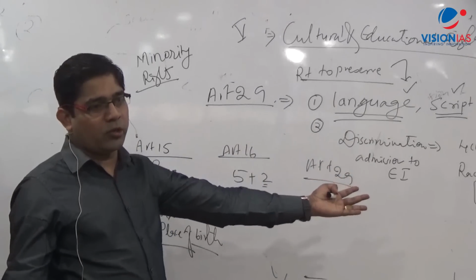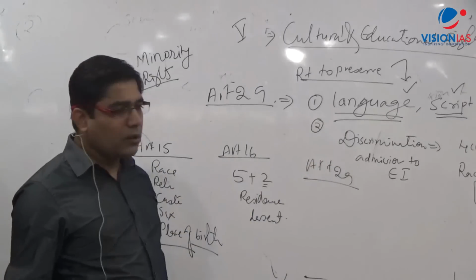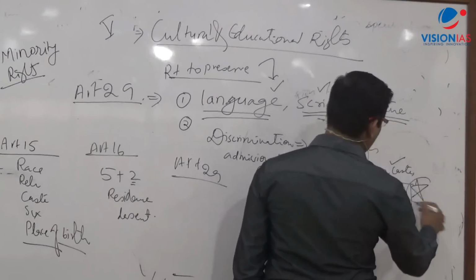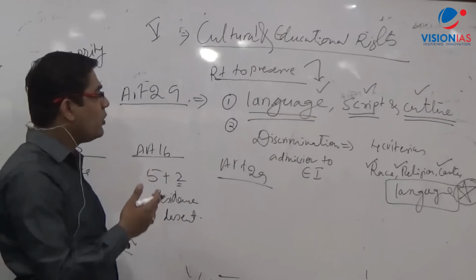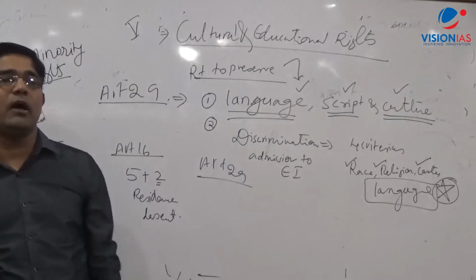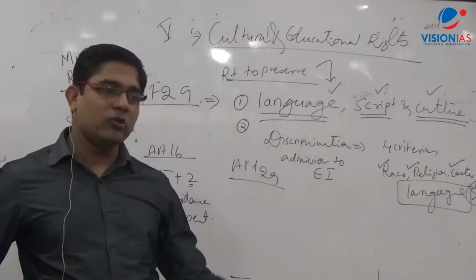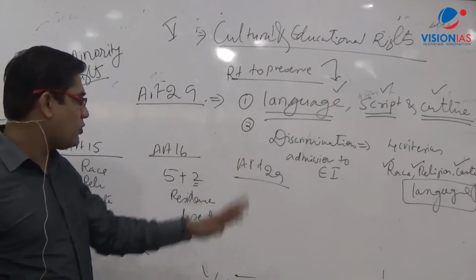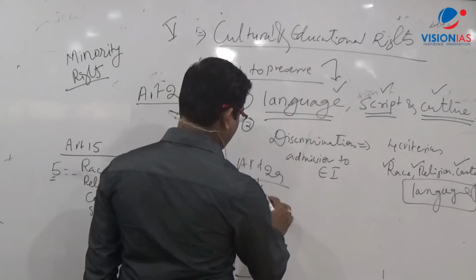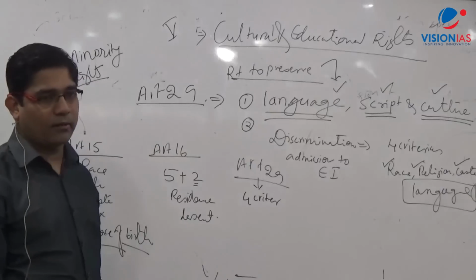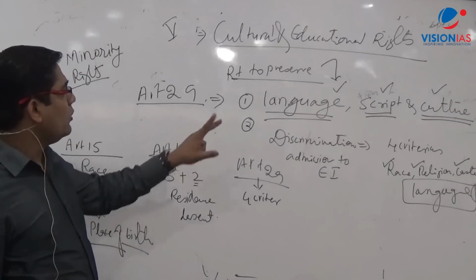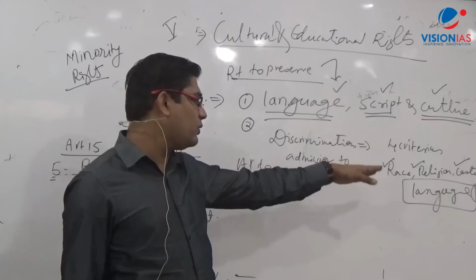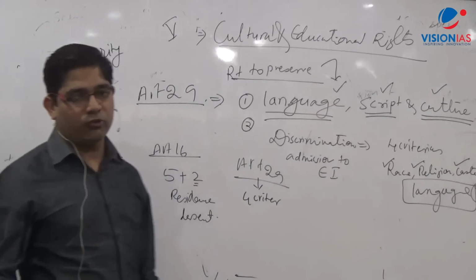Because we can understand that there are co-ed schools or girls' schools and such things. So here you cannot discriminate on the basis of race, religion, caste. Notable is language, which we haven't seen so far anywhere, because this is about the cultural minority. You cannot deny admission to the educational institution saying that you belong to a particular minority language. You cannot say so, or minority religion. But these four things. So Article 29 has 4 criteria: race, religion, caste and language. Article 29 is about 2 things: one is the preservation of language, script and culture, and the other is not discriminating on the basis of 4 criteria in admission to educational institutes.